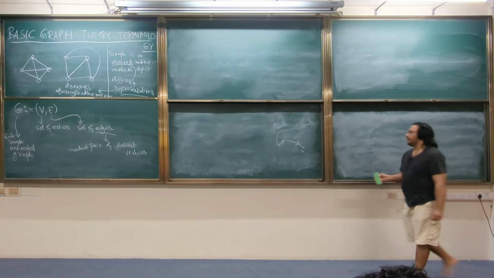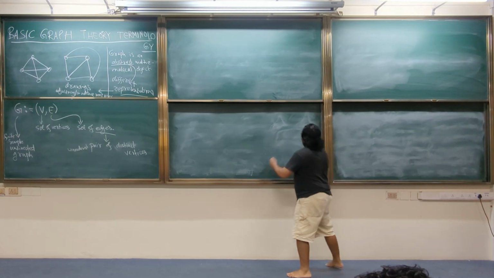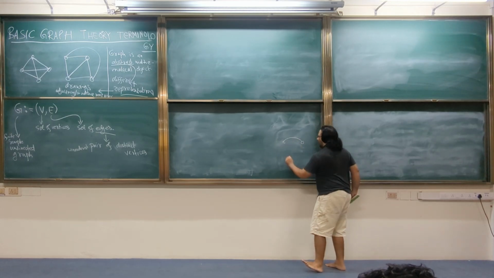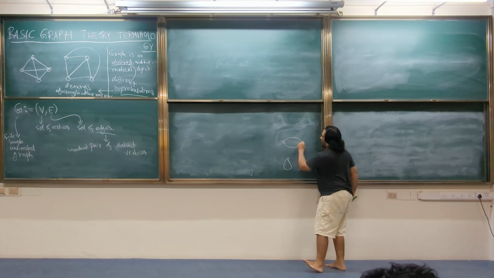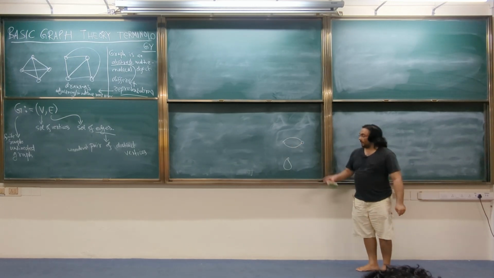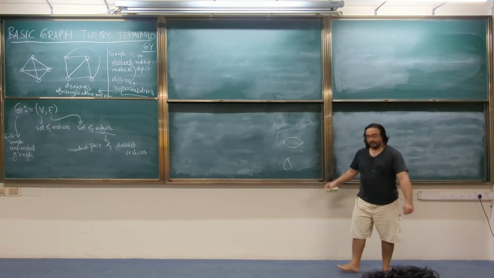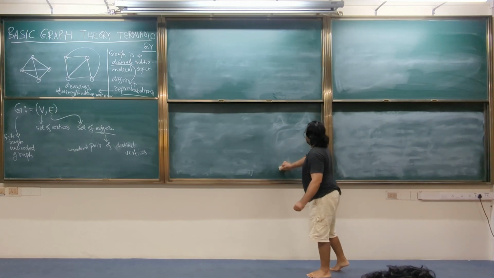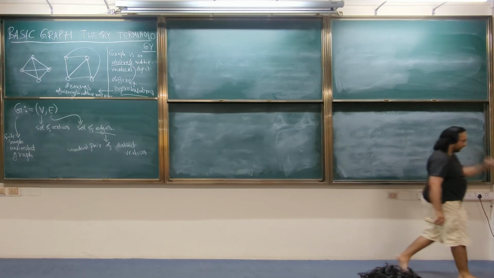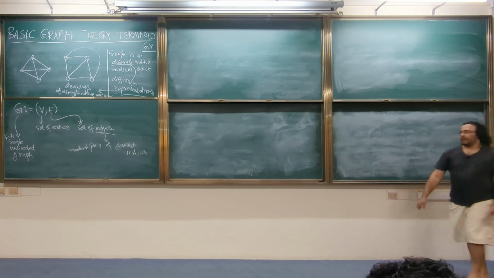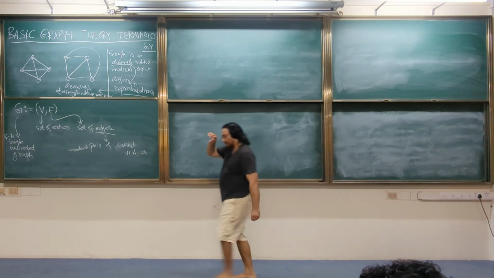And finally, simple means we don't allow loops. Loops are these, and we don't allow parallel edges or multiple edges. If we do allow, I will mention that explicitly. Right? Okay, so that's all we discussed last time.